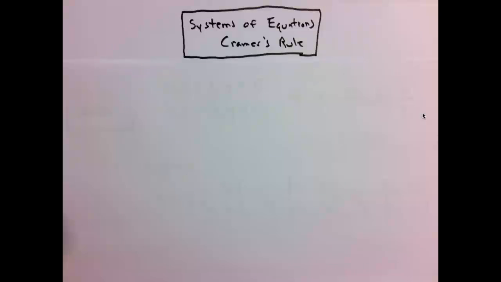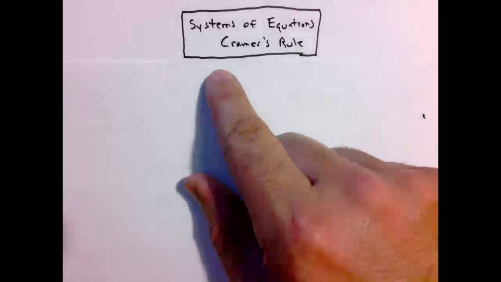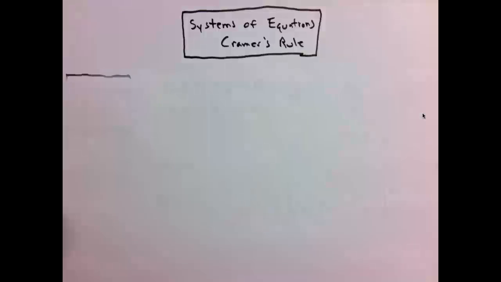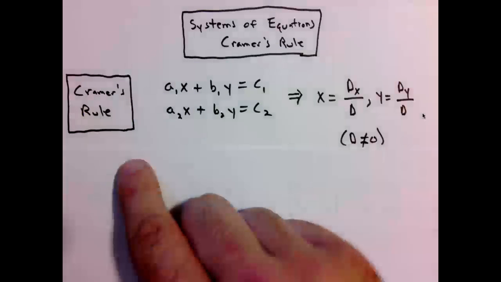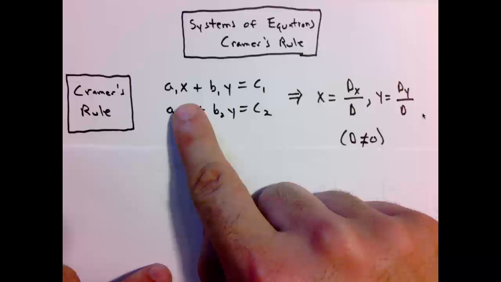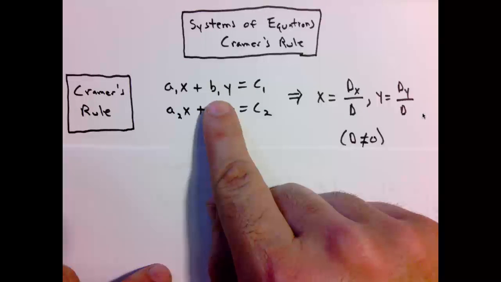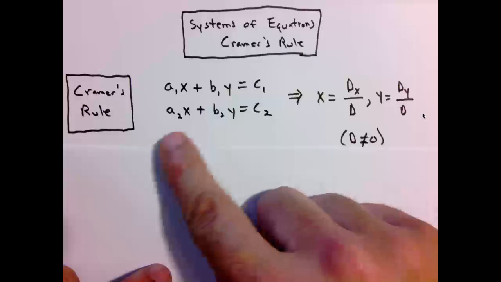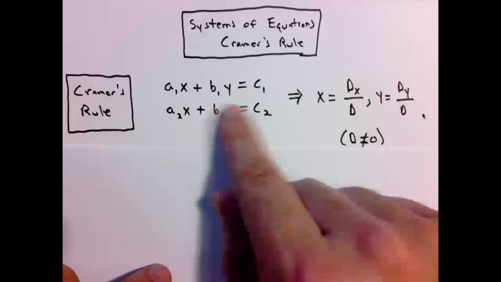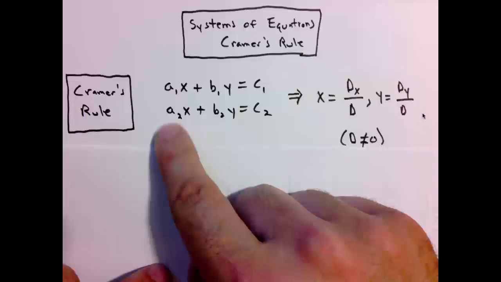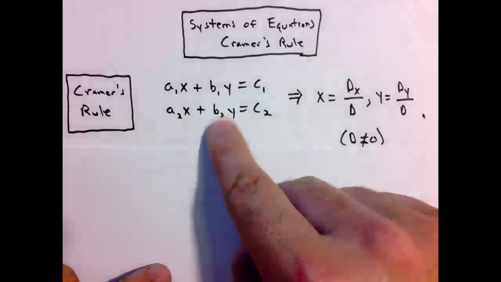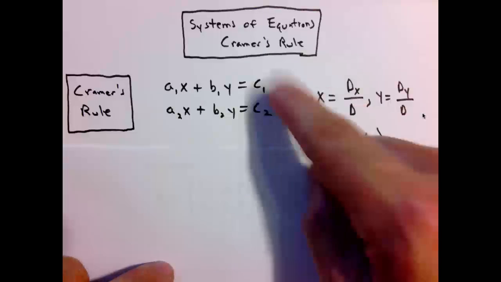Okay, in this video we're going to be concluding our discussion on systems of equations, and we'll be employing Cramer's rule. Cramer's rule states that if you have a system in this form, a1x plus b1y equals c1, a2x plus b2y equals c2. We've written both of these equations in standard form with some non-zero coefficients here for the x and y and constants over here. In fact, these could be 0 on this side.